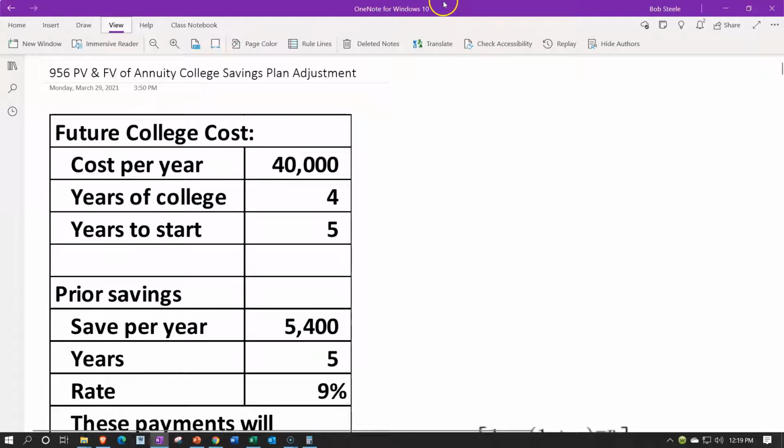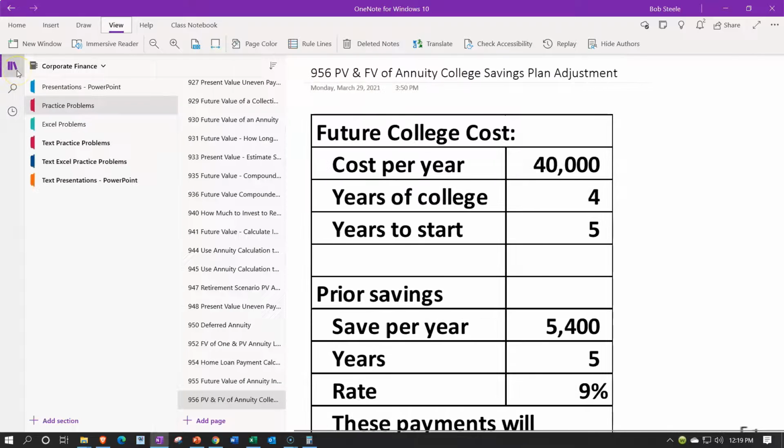Get ready. It's time to take your chance with corporate finance. Here we are in OneNote. If you have access to OneNote and would like to follow along, you're not required to, but if you would like to, we're in the Practice Problems tab or icon on the left-hand side, and then down here in the 956 PV and FV of Annuity College Savings Plan Adjustment section.